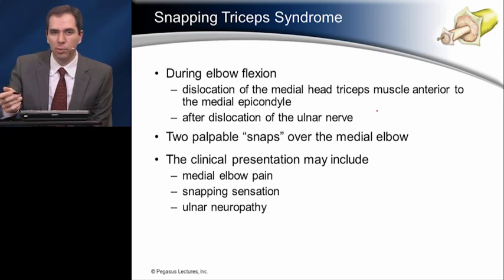Snapping triceps syndrome can also occur during elbow flexion, and it represents dislocation of the medial head triceps muscle anterior to the medial epicondyle. It occurs after the ulnar nerve dislocates. So the patient will report, instead of just one snap during elbow flexion, 2 palpable snaps. The first snap being the ulnar nerve dislocating, and the second snap being the medial triceps subluxating. Clinically, the patient will have medial elbow pain, the snapping sensation, and ulnar neuropathy.